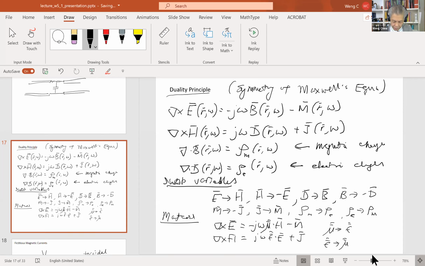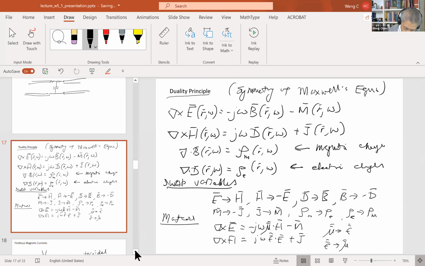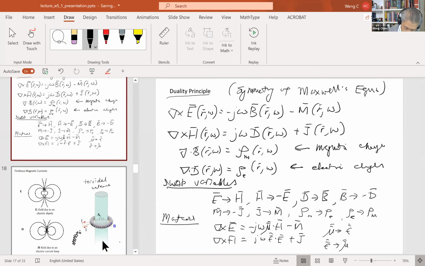Okay, then I will get the same equations back, which means that if you have found a set of solutions and you do this swapping, the new fields should still be a solution to your Maxwell's equations. Okay. Any questions on this?